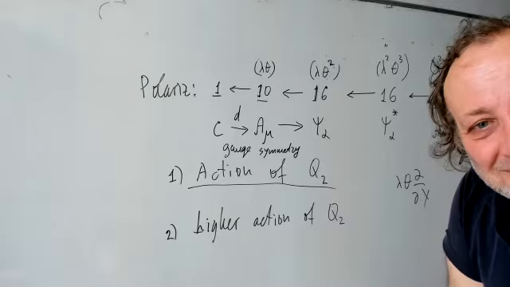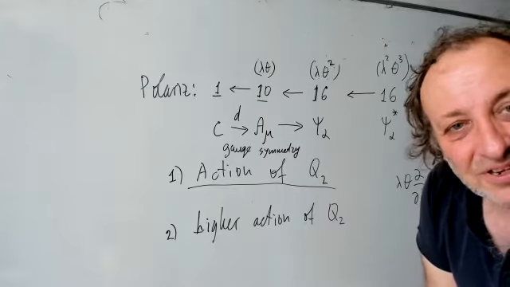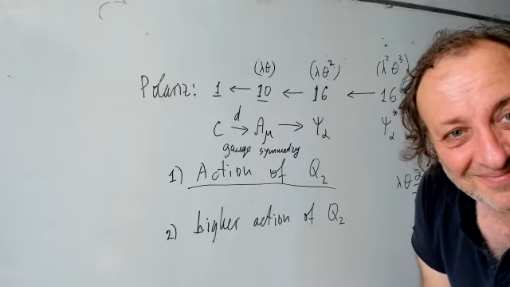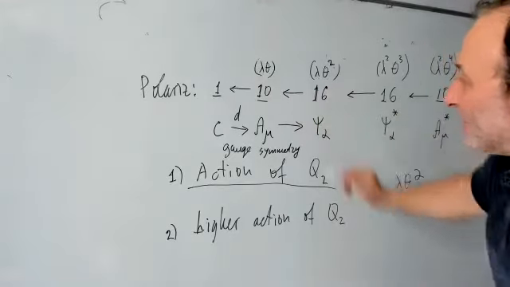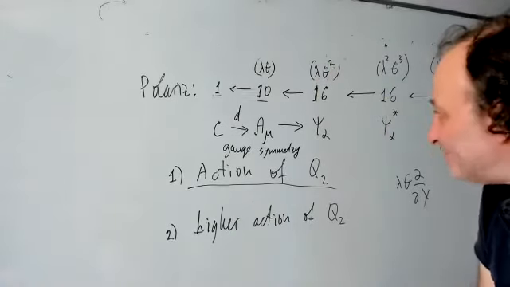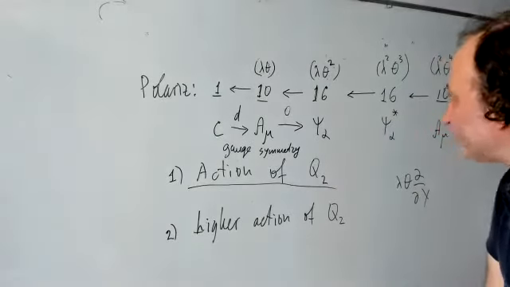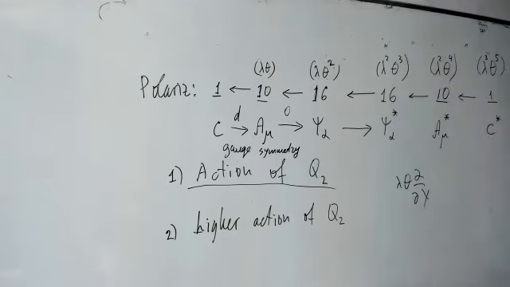I'm not sure. 0. Yes, here I have 0 because here it's linear in lambda. Surprisingly, here I have 0. So here I have something.